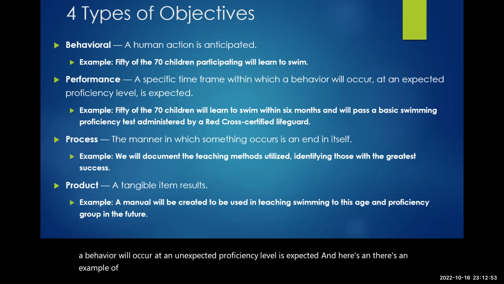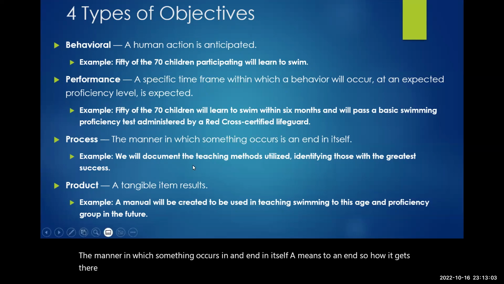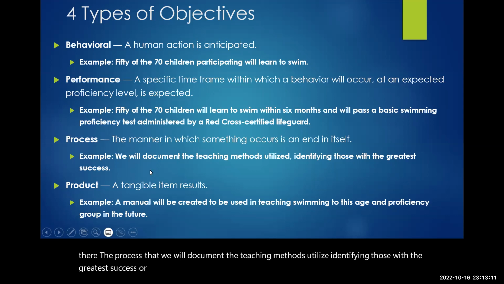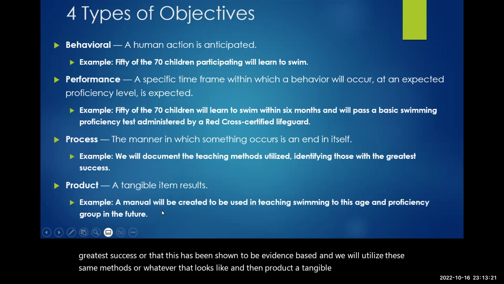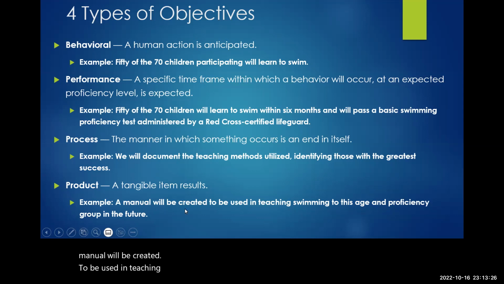Process, the manner in which something occurs, an end in itself, a means to an end. So how it gets there, the process: we will document the teaching methods utilized, identifying those with the greatest success, or that have been shown to be evidence-based, and we will utilize these same methods, or whatever that looks like. And then product, a tangible item, results. Example, a manual will be created to be used in teaching swimming to this age and proficiency group in the future. So what's going to come out of it?